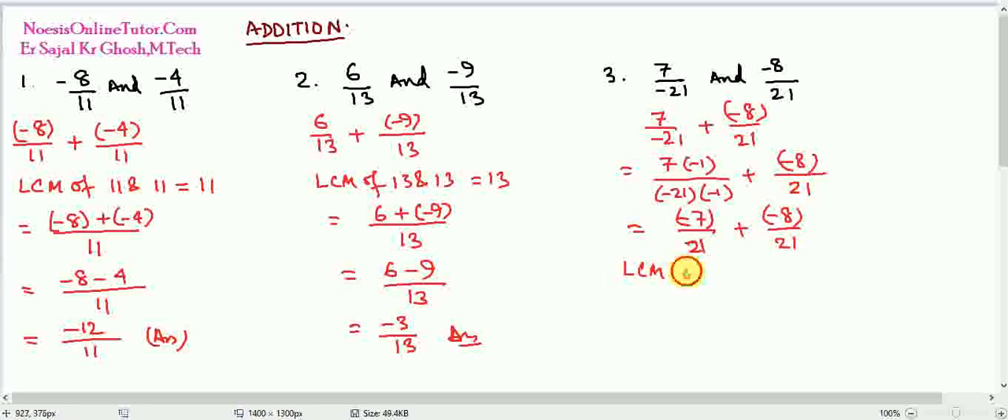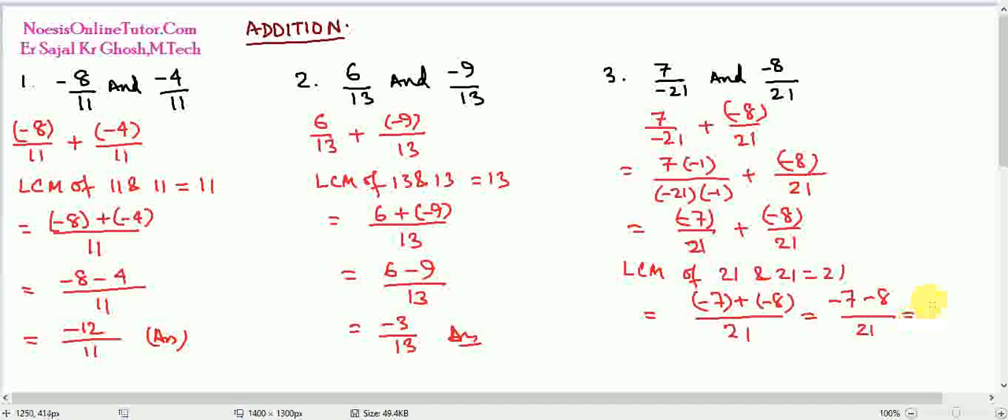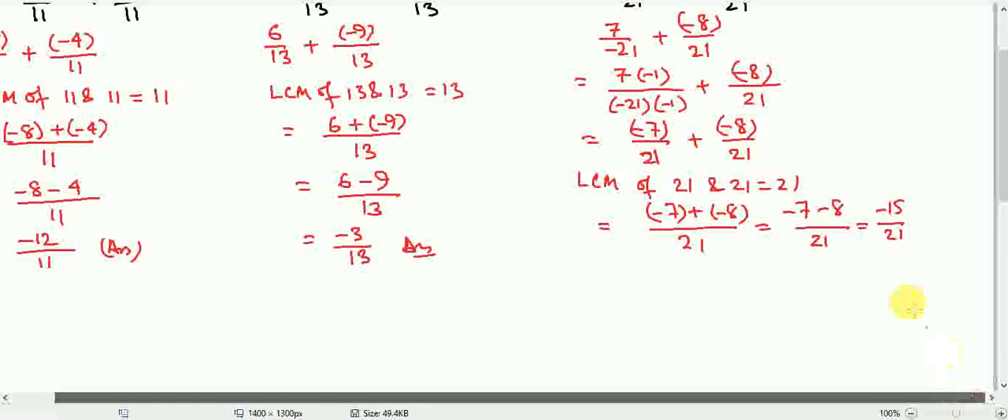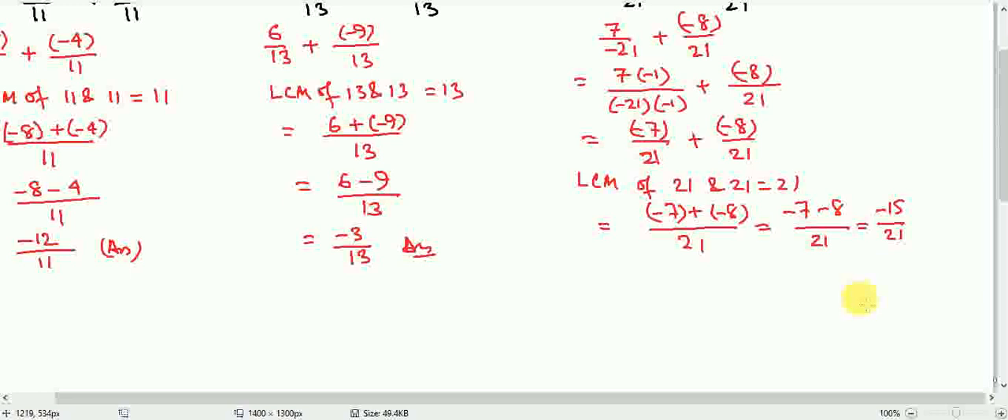LCM of 21 and 21 become 21. So I could write 21, -7 plus -8 equal to -7 − 8/21. This become -15/21. Whether I could change the rational number in the lowest form? Yes, because both 15 and 21 can be divisible by 3. So I could write it like this: -15/3, 21/3, it become -5/7. So this will be the answer.